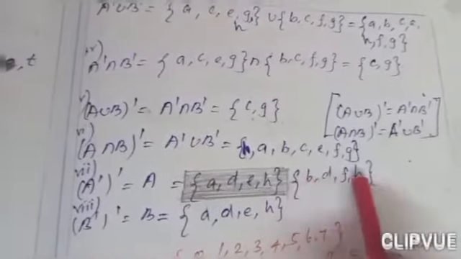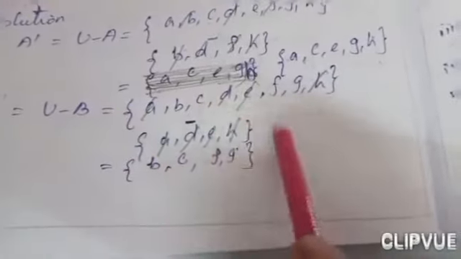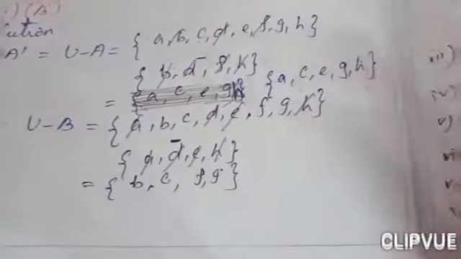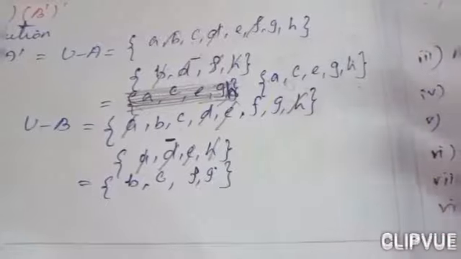Students, when you are doing A dash and B dash, initially you have to do it like this. Write the universal set. After that, write the set A or B. Cancel the elements. After that, pick the remaining elements in set U. After that, you can easily write A dash union B dash, A dash intersection B dash.